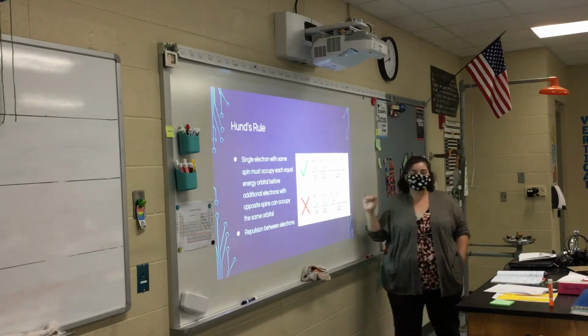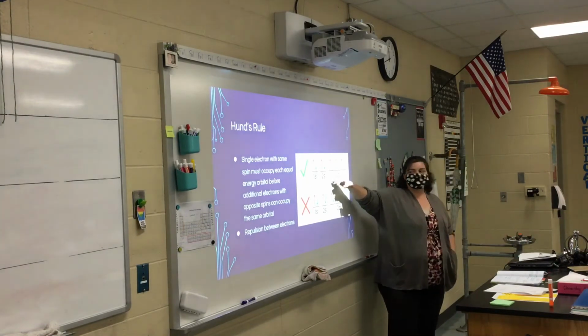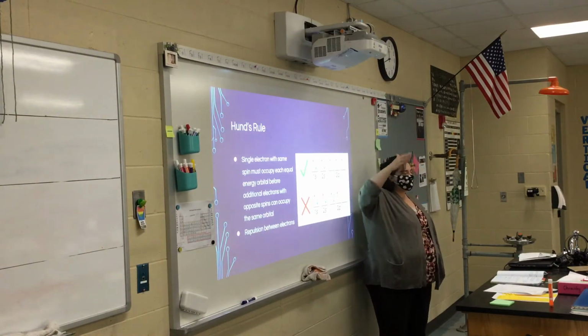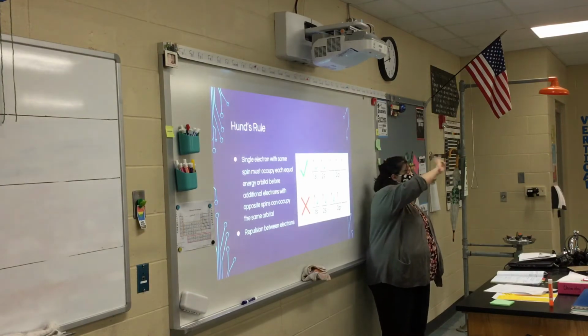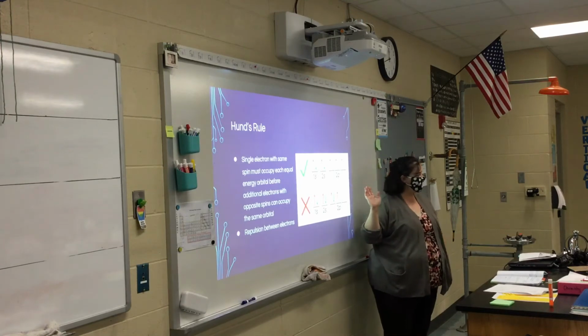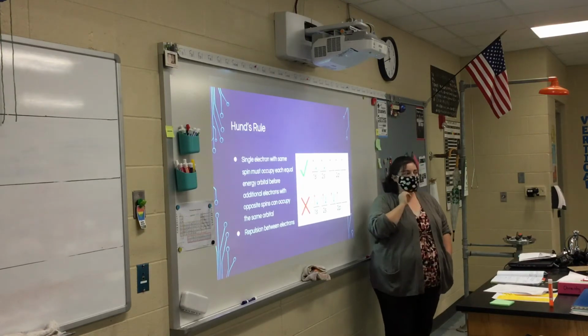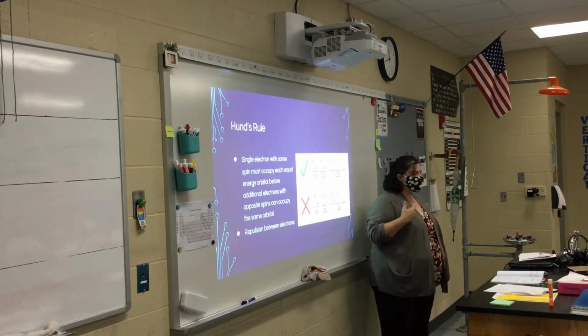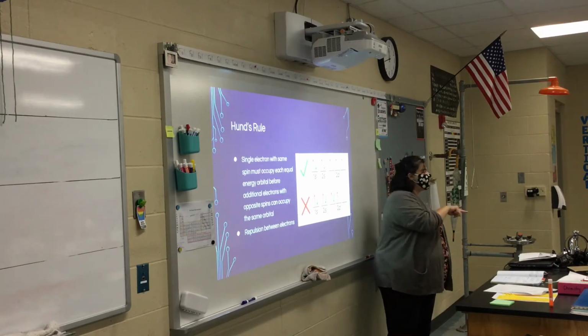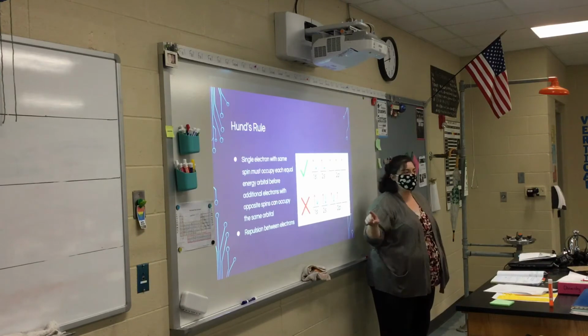All that means is that when we have degenerate orbitals, see these degenerate orbitals right here, 2p? There are 3 orbitals, 3 p orbitals, they're all the same energy. P, D, and F are all degenerate orbitals. So anytime we have P, D, or F orbitals, we're going to put 1 electron in each orbital before any of them get 2.